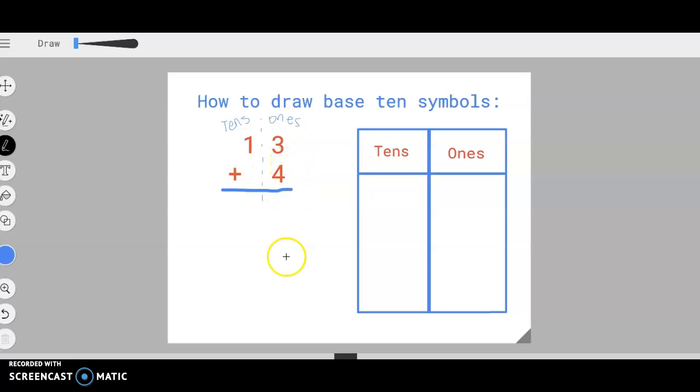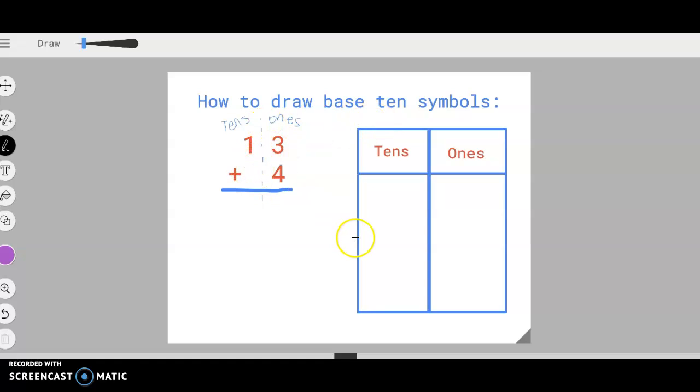So my first add-in, my number problem or addition sentence, is the number 13. 13 has a 1 in the tens place and a 3 in the ones place. My second add-in is 4, so my problem would be 13 plus 4. Now the number 4 does not have any tens, so I only put the number 4 in the ones place. Today we're going to practice drawing the base 10 symbols to help us add, and we're going to use this tens and ones T-chart on our right side.